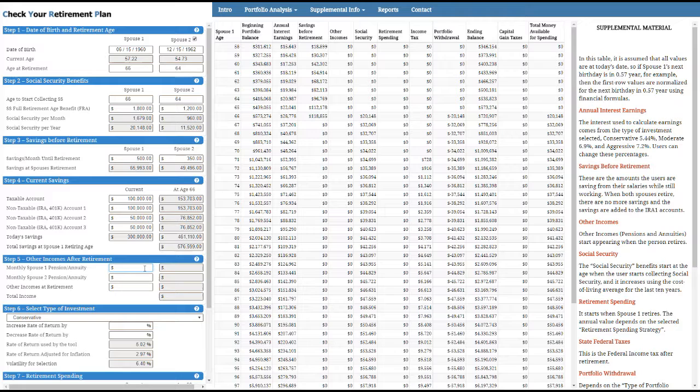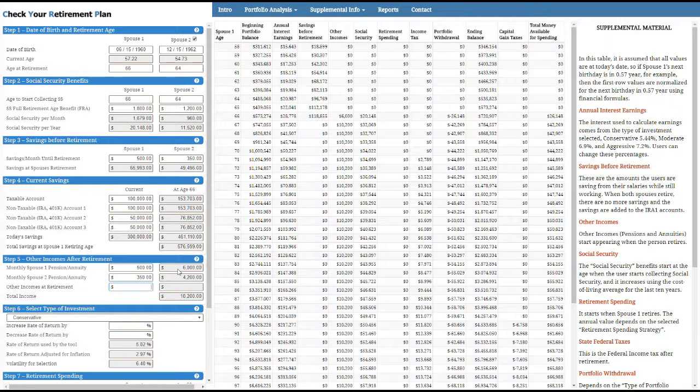In Step 5, enter any pension plan, annuity, or additional income that will be received after retirement. As you enter this information, the Portfolio Analysis Table column Other Incomes shows the monthly values entered.